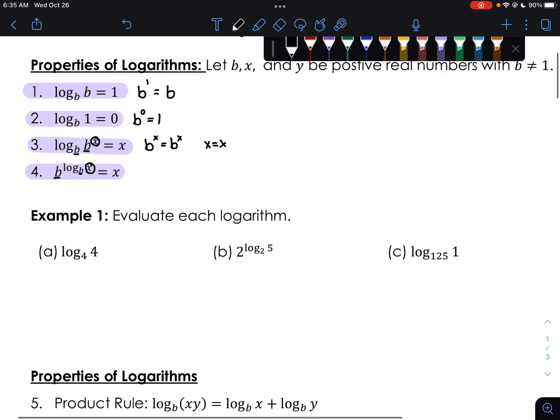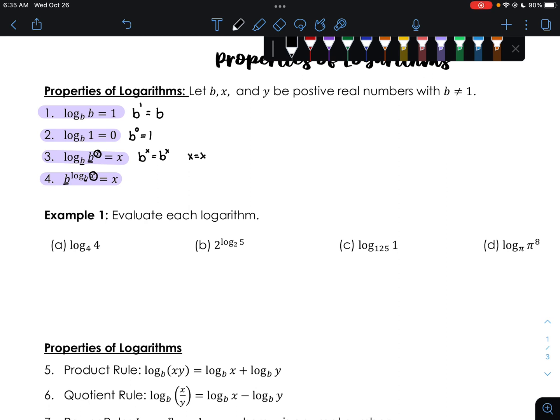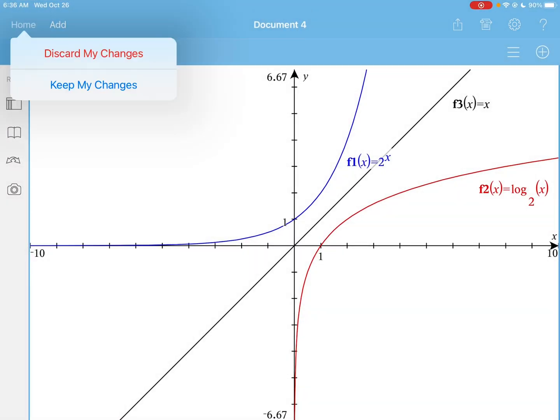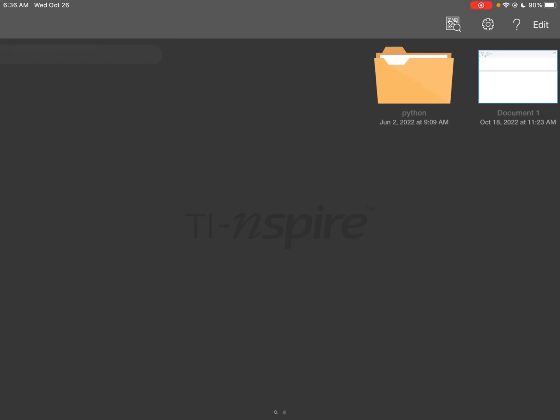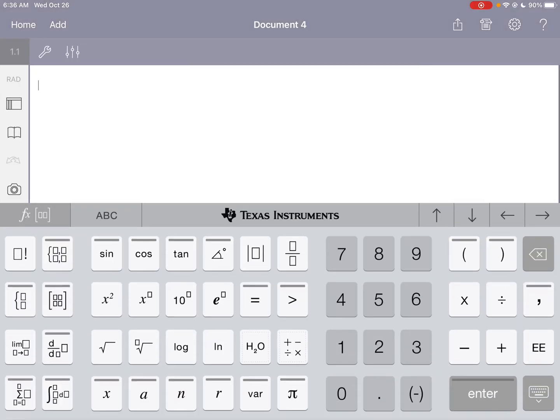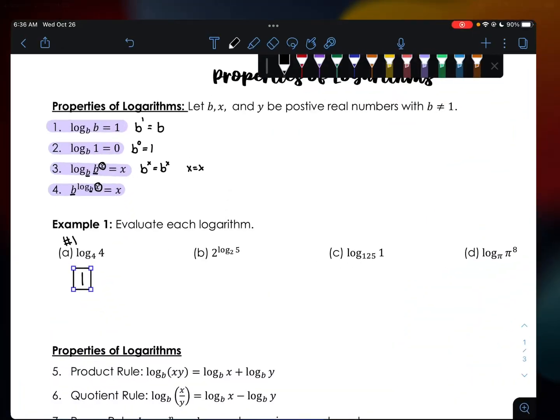So looking at our first 4 examples, on example 1, we have log base 4 of 4. That would be property number 1, and my answer would just be 1. You could also type this into the calculator if you weren't sure, so I will show you how to do that. If I grab my calculator, I go to a new calculator screen, and I'm going to add a calculator. If I type in log base 4 of 4, I get 1. So you can always check these with your calculator if needed.